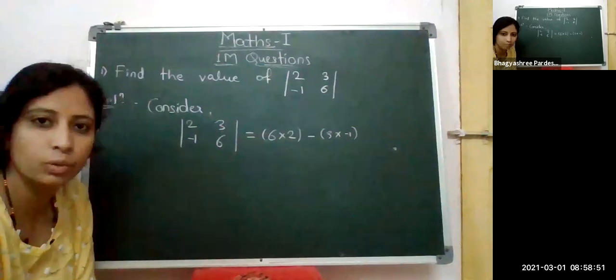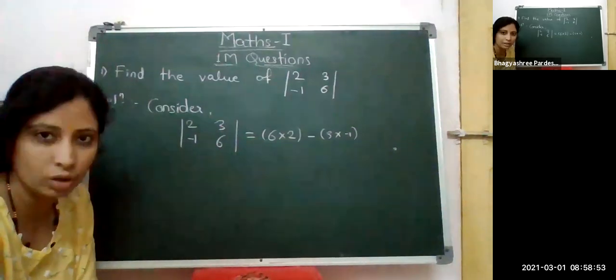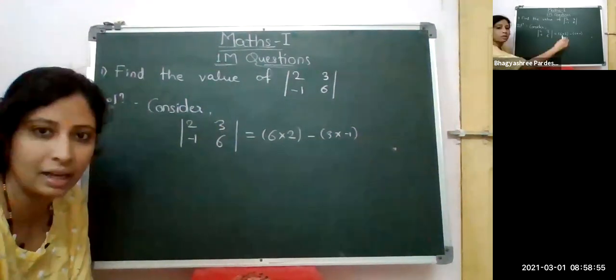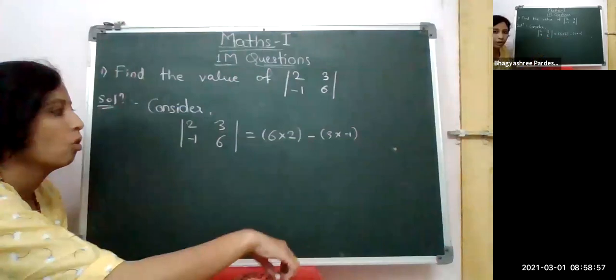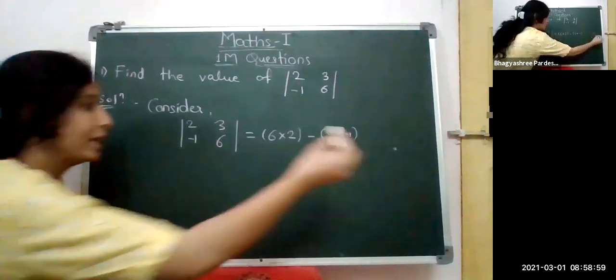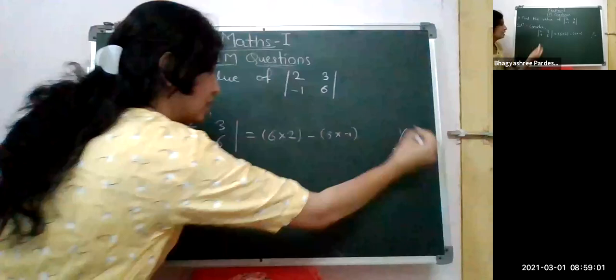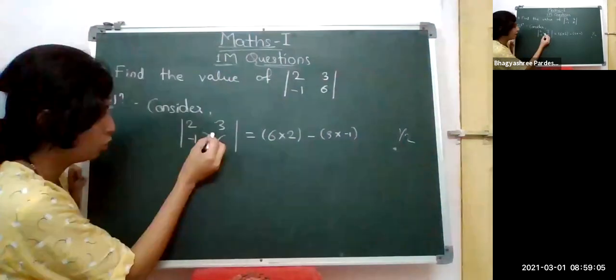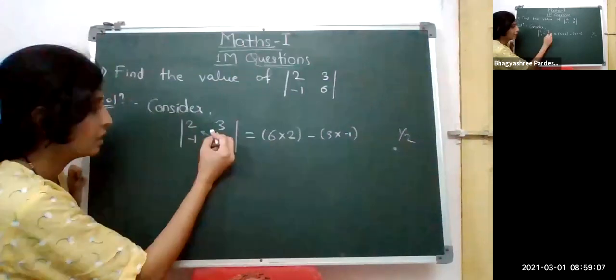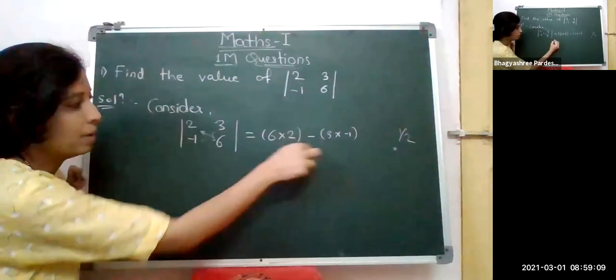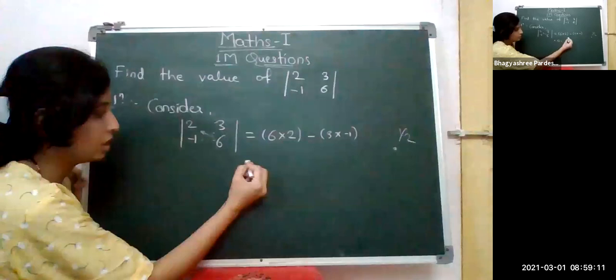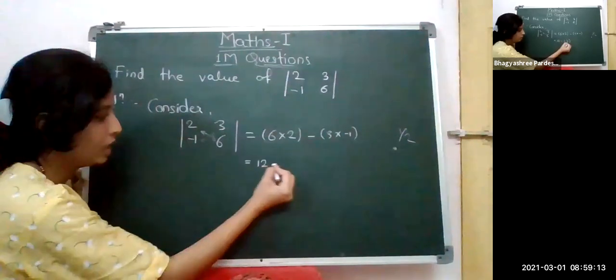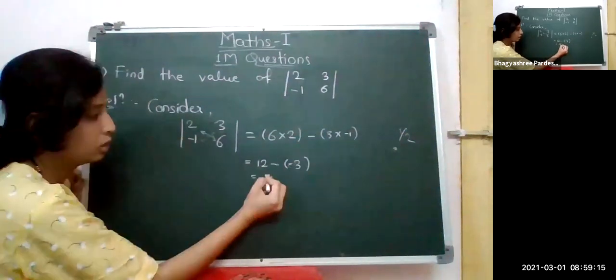You will get the half marks here. How is this half mark calculated? For substituting the values in the formula, you will get the half marks. So what we have done here, students, is just the cross multiplication: 2 multiplied by 6 minus 3 multiplied by minus 1. So this is equal to 12 minus of 3 minus 3, that is, 12 plus 3.